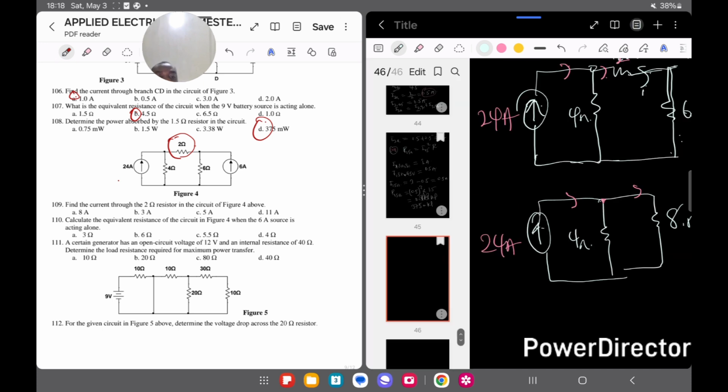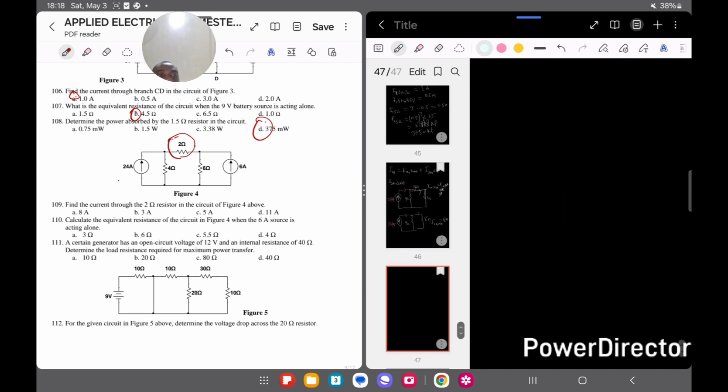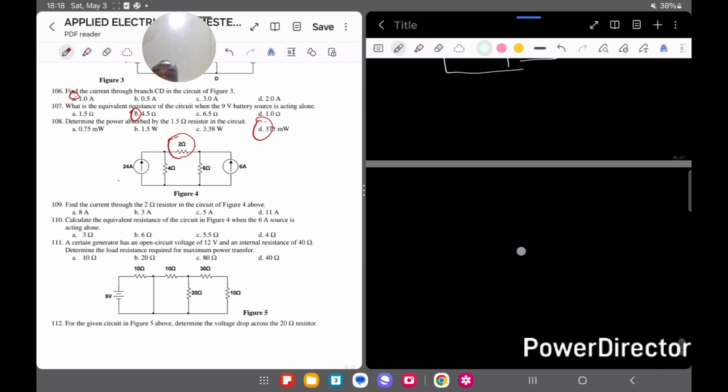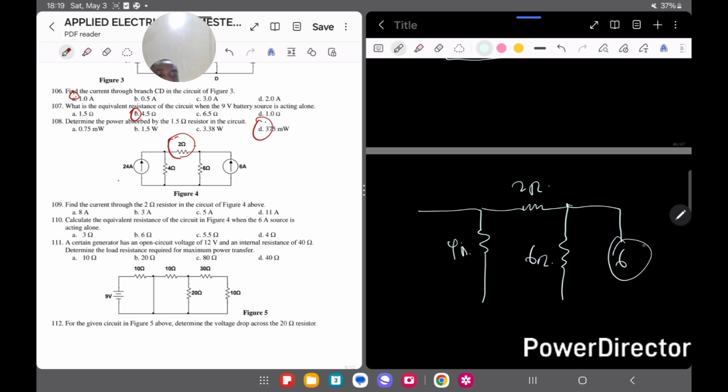Now let's get the current when the 6 amps is acting alone. So that means the 24 amps, I'm going to turn that part off. So we have this circuit diagram. Here is 4 ohms. We have our 2 ohms here, and we have this 6 ohms, and I have my 6 amps here.